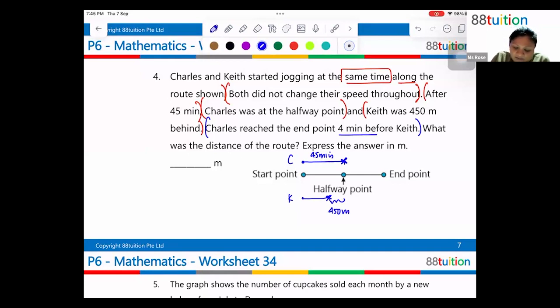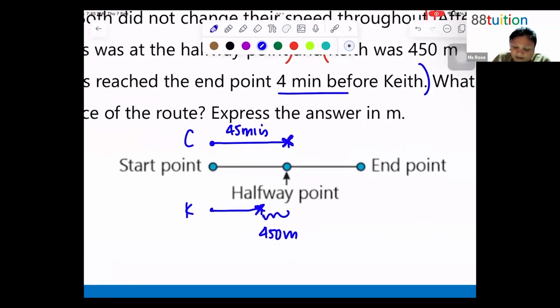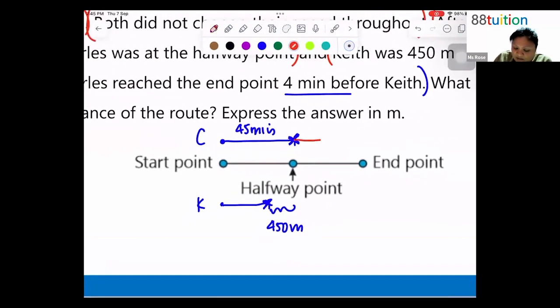Now, I enlarge this. When Charles continues and completes the journey, if he completes halfway in 45 minutes, the remaining half he completes in 45 minutes also, right? So if I follow the same pattern, when Charles is here, Keith is only here. I'm going to highlight it. Keith is only at this point when Charles is at the pink point. Which means, what is the distance? It must be twice of this, which is 900 meters.